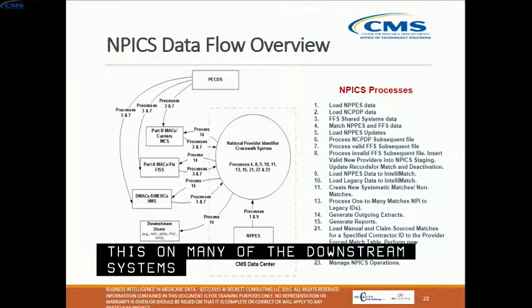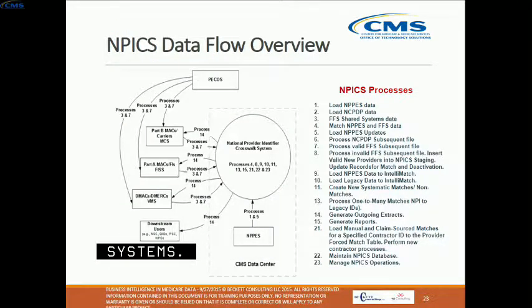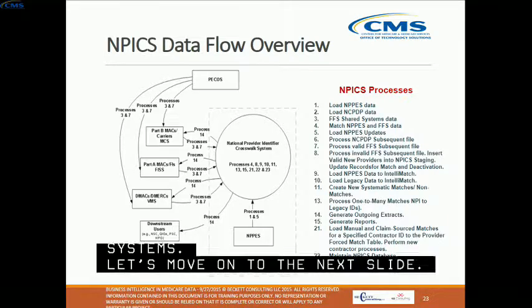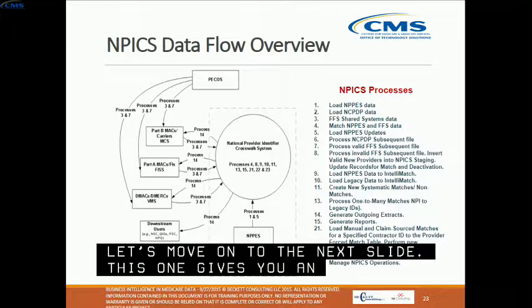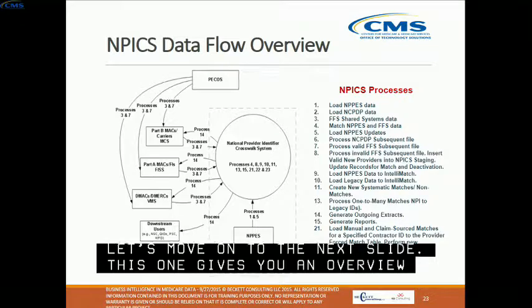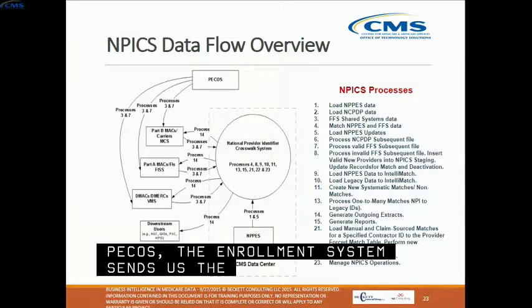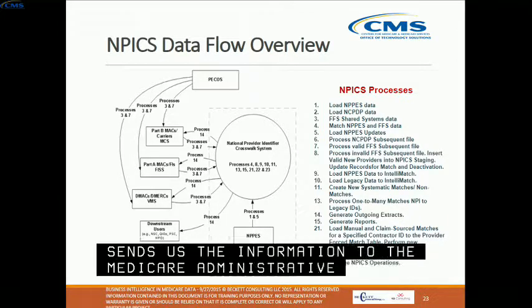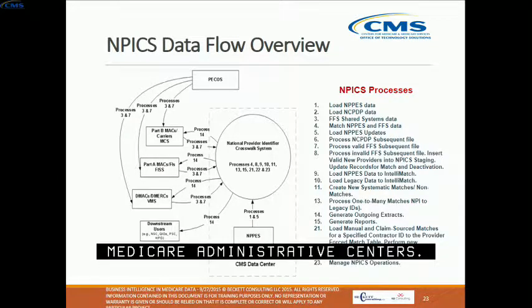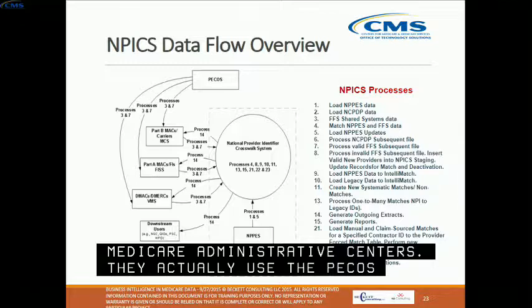This slide gives you an overview of how NPICS works. PECOS is the enrollment system. It sends its enrollment information to the MACs, the Medicare administrative contractors that actually process the claims. In fact, the people in the MACs use the PECOS system to manage all of this data. So they are primary users of PECOS. They're the ones that actually process the enrollments.